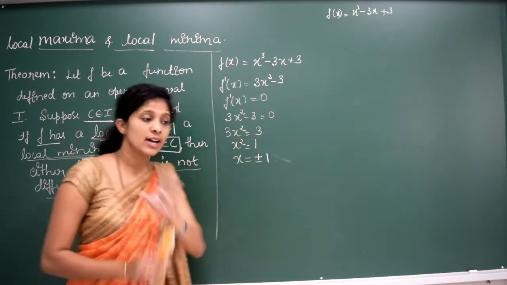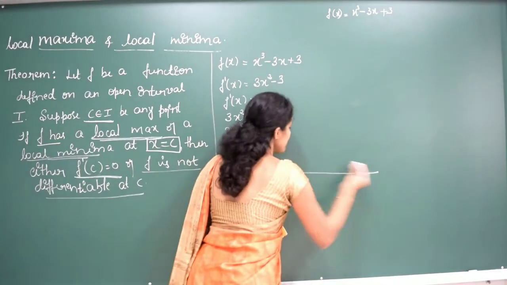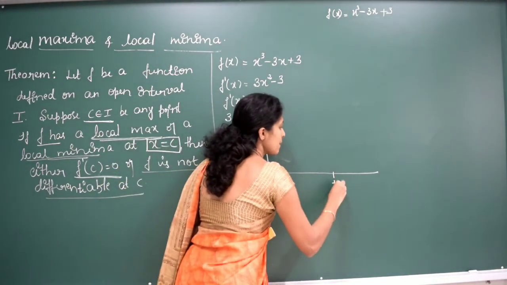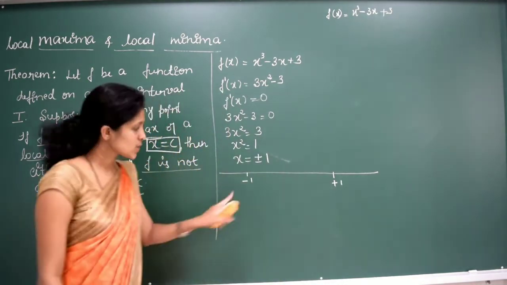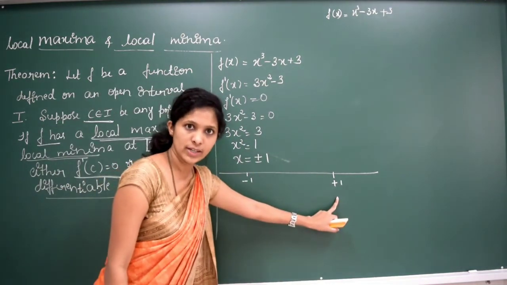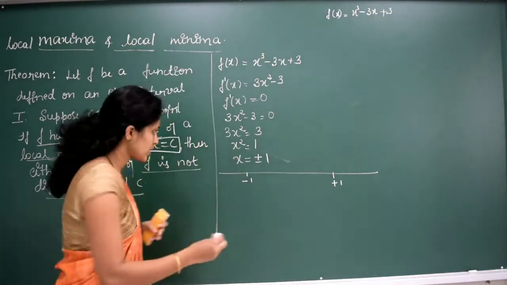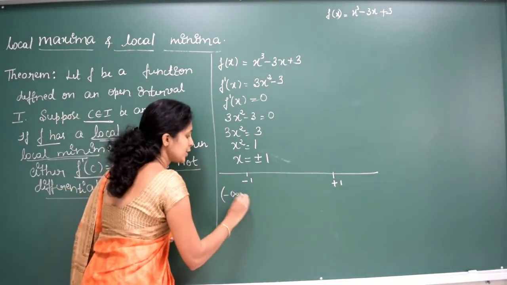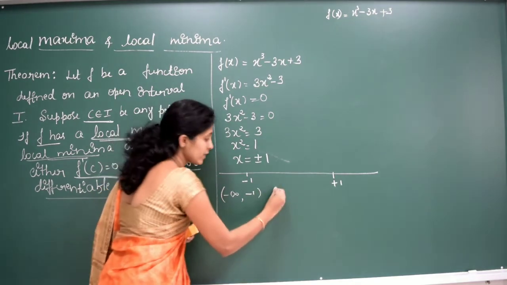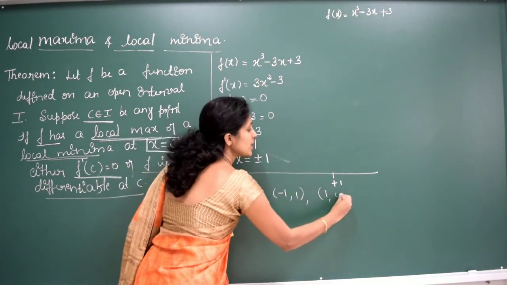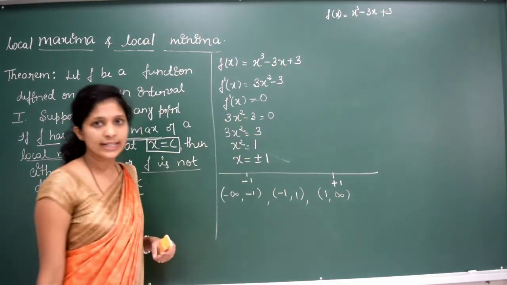Next, you have to consider the number line. Here somewhere minus 1 is there and here somewhere plus 1 is there, right? These two values, minus 1 and plus 1, divide the interval into three parts. One is minus infinity to minus 1, second is minus 1 to plus 1, third is 1 to infinity. Three disjoint intervals are there.